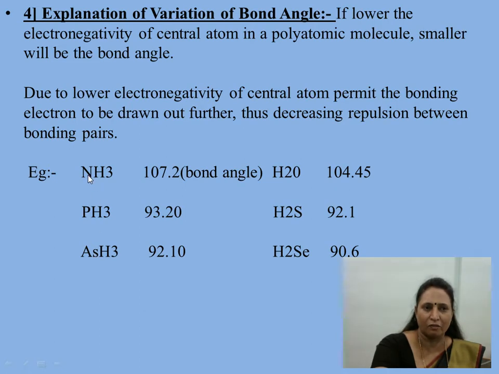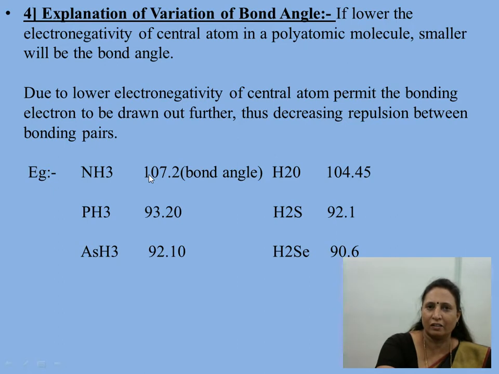N, P, As are members of the nitrogen family: nitrogen, phosphorus, arsenic. NH3, PH3, AsH3 are the molecules. NH3 has a bond angle of 107.2 degrees, PH3 93.2 degrees, and AsH3 92.1 degrees. From top to bottom, the electronegativity of the central atom is lower; phosphorus has lower electronegativity than nitrogen. So nitrogen has higher electronegativity than phosphorus and arsenic.